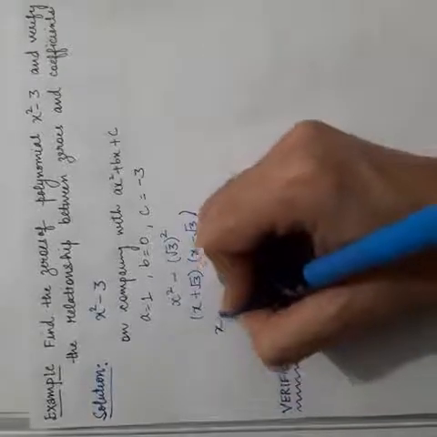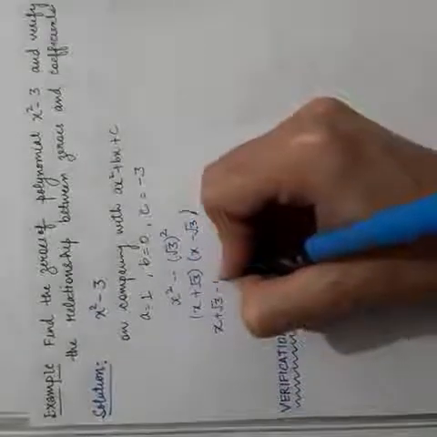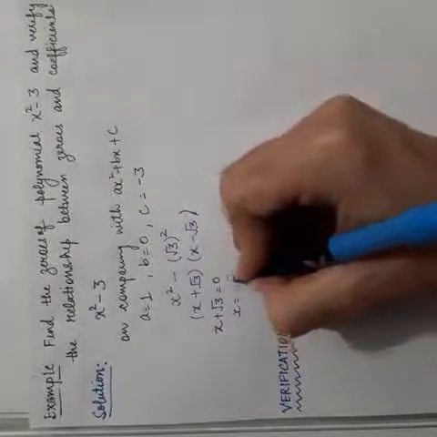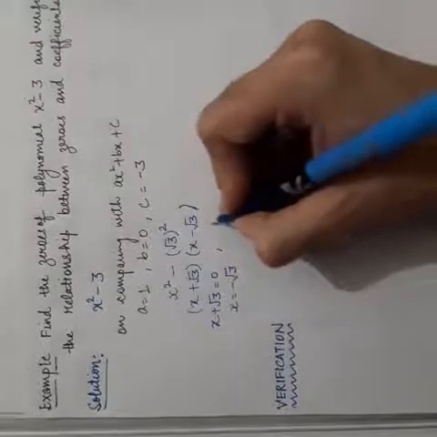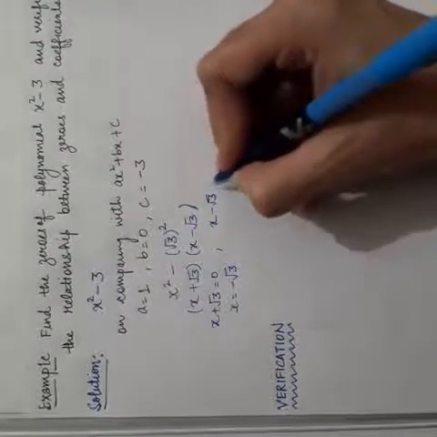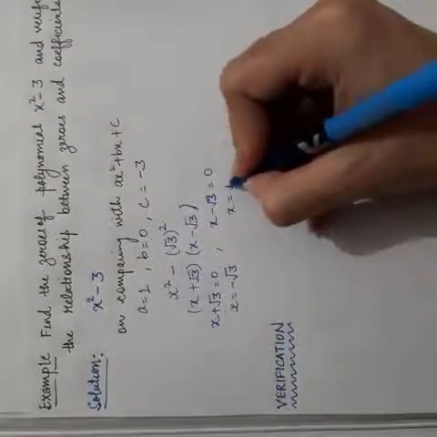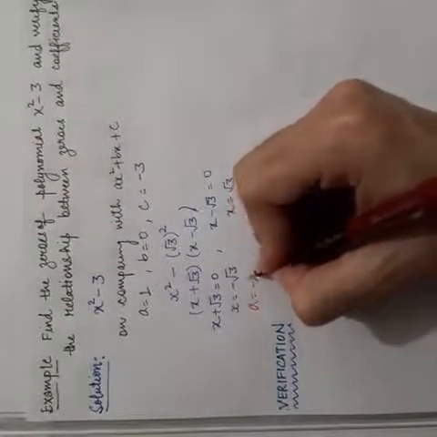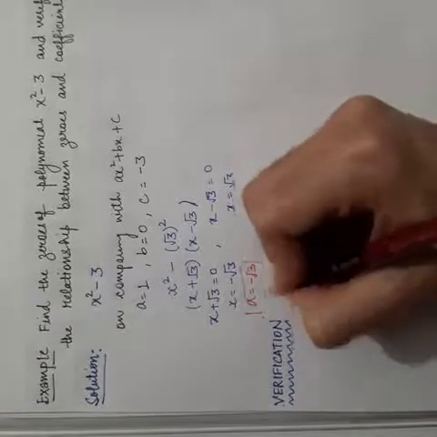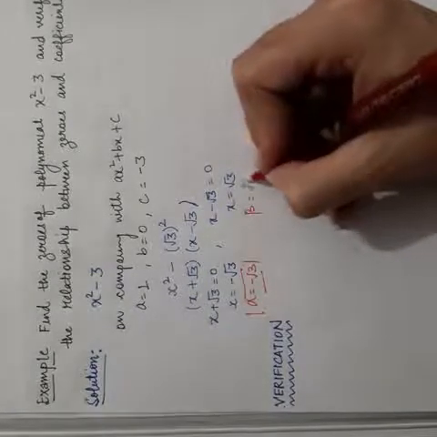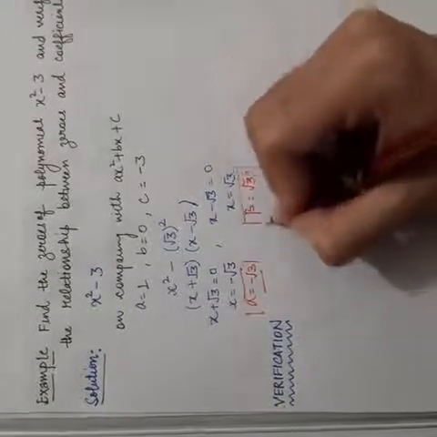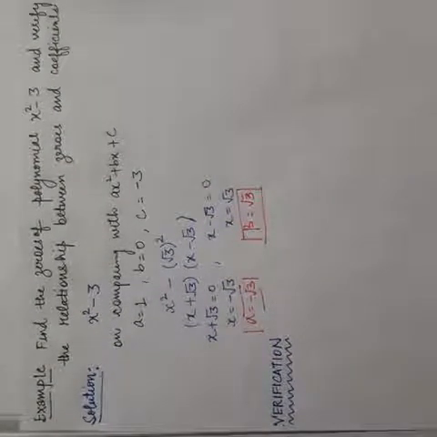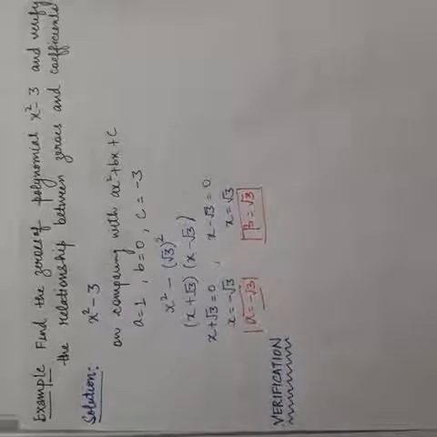How will we find the zeros? First put the factor x plus root 3 equal to 0. You will get x is equal to minus root 3. Then put the second factor equal to 0. You will get x is equal to root 3. Now here alpha is minus root 3 and beta is root 3. These are the two zeros of the polynomial. Verification you will do in the same way as we had done in the first example.